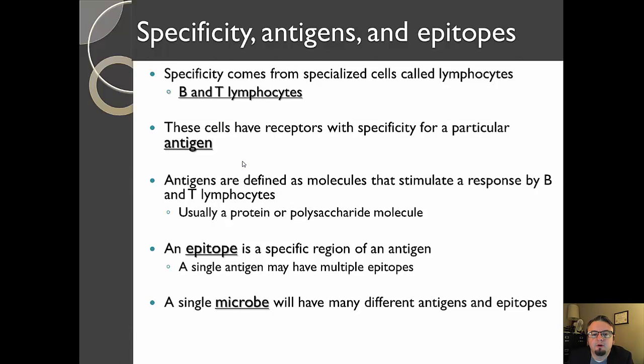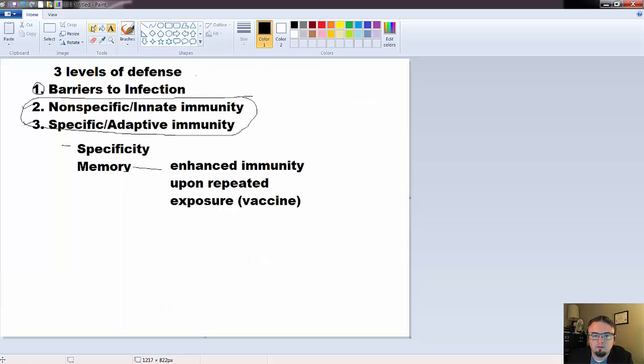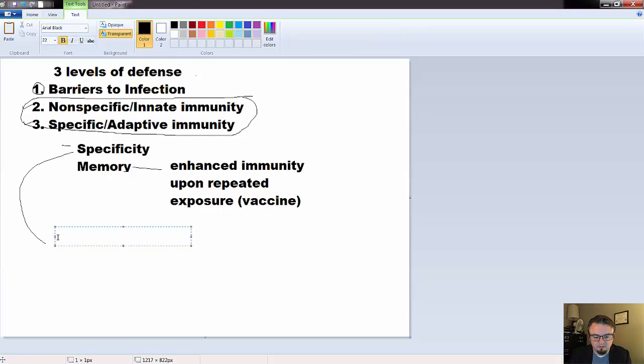Now, the next thing I want to talk about here is the specificity of our immune system. When we talk about specificity, we're once again talking in terms that relate back to the lock and key analogy. If you remember from some of the previous chapters, we've used the analogy of lock and key specificity.